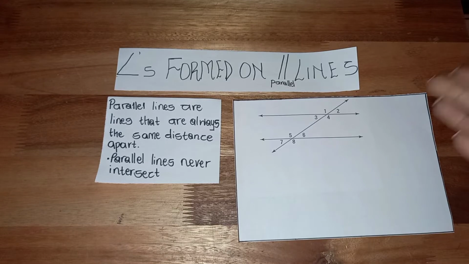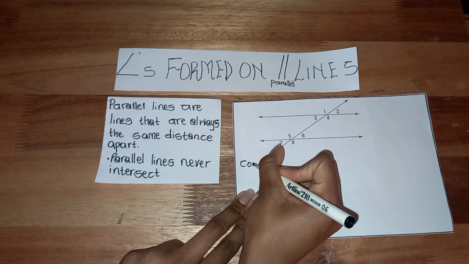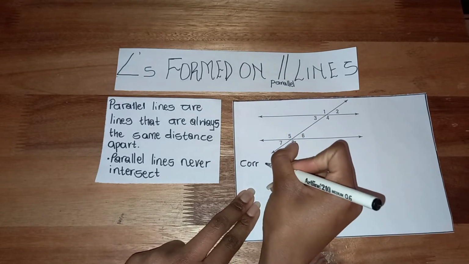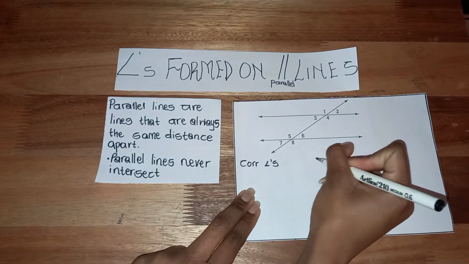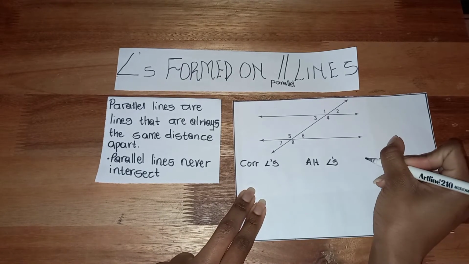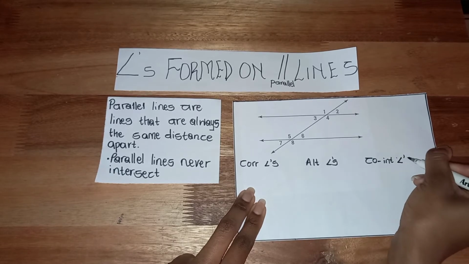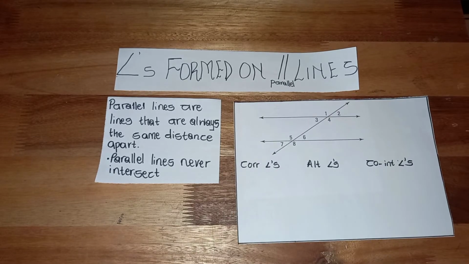So when we have added a transversal line in between parallel lines, there are angles that are formed, which are corresponding angles. I'm just going to do corresponding angles. We have alternate angles, and we have co-interior angles. And some angles like vertically opposite angles, which we've learned in the previous video, and angles around a point. But in today's video, we're going to cover these three.